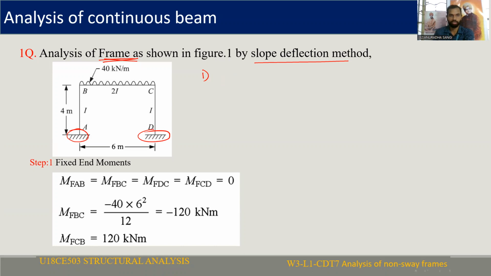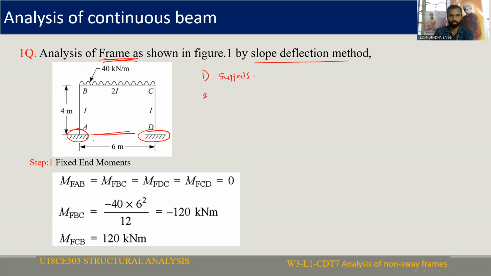They are both at the same level. Even though the supports are the same type, if they are at different levels, then sway is also possible. So here for this problem, supports are the same type and they are at the same level, so this is a non-sway frame. And this first criterion is related to supports.